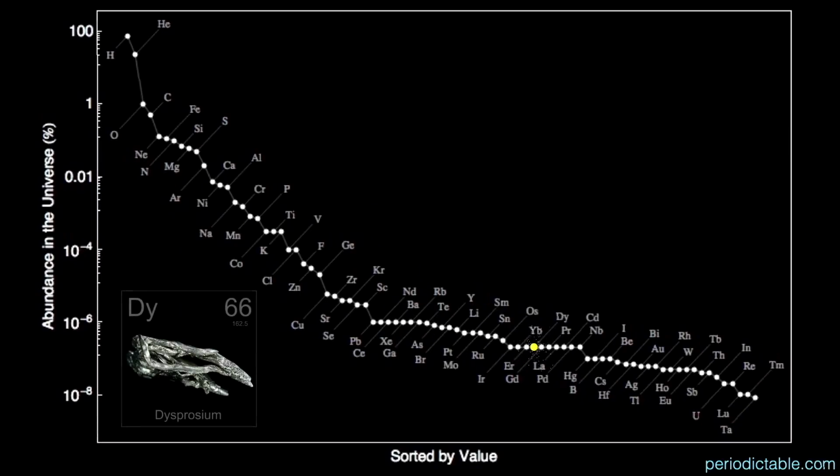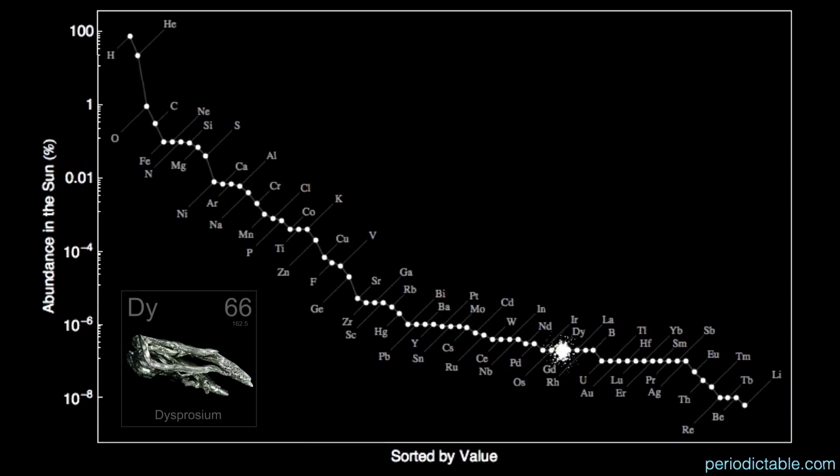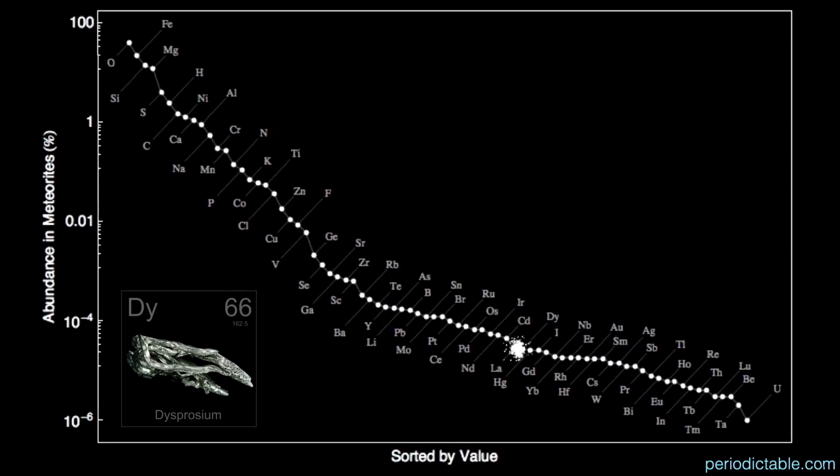The element dysprosium is uncommon in the universe, coming in as the 55th most abundant element in the universe by mass, about 2 parts per billion. At 52nd, dysprosium is about as abundant in the Sun, also at 2 parts per billion. It's the 50th most abundant element in meteorites, about 270 parts per billion.